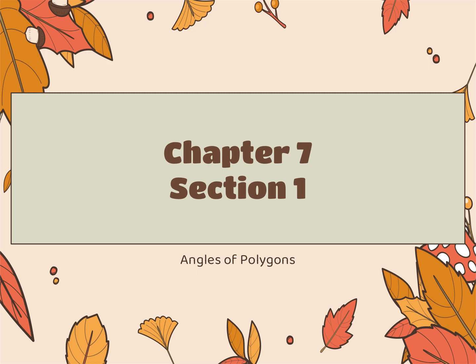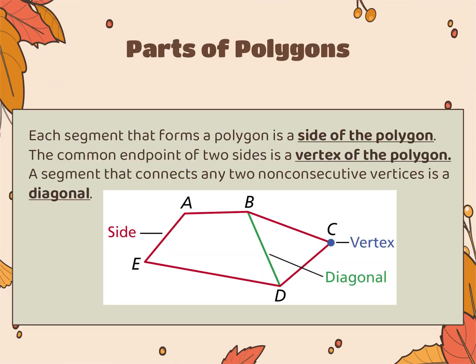Alright, we are starting Chapter 7, Section 1, Angles of Polygons. We covered polygons at the beginning of the school year, so just some refresher that we should know about polygons. Polygons are shapes with 3 or more sides, and they're closed shapes, so we should definitely know that already.